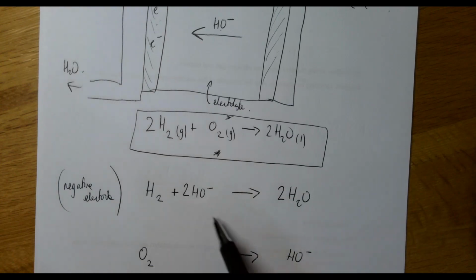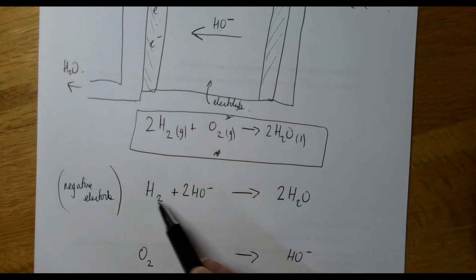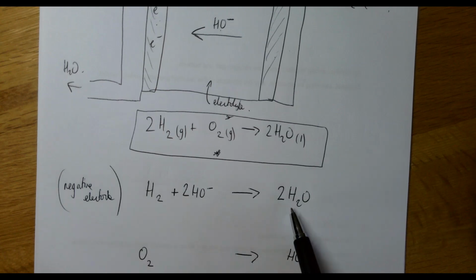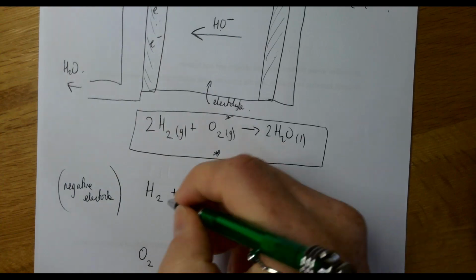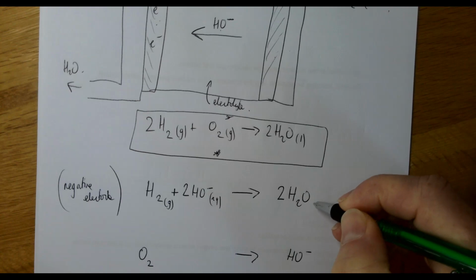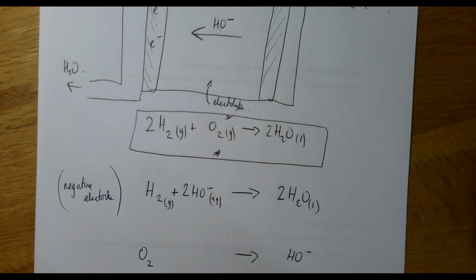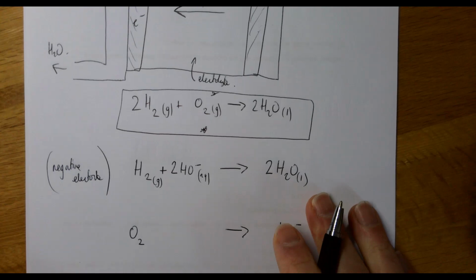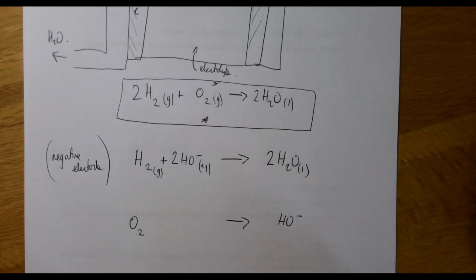So you end up with 4 hydrogens on the left, 4 hydrogens on the right, and 2 oxygens on the left and 2 oxygens on the right. So hopefully you can see how balanced that half equation is. It's not finished yet, but make sure you either learned it, which is ideal, or that you can work it out in the exam. So just practice it before the exam.